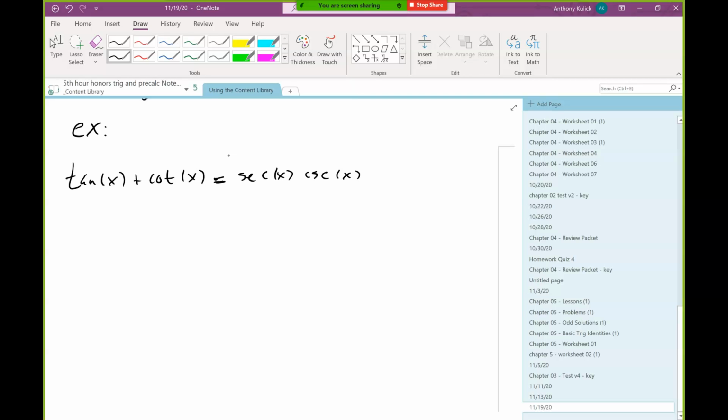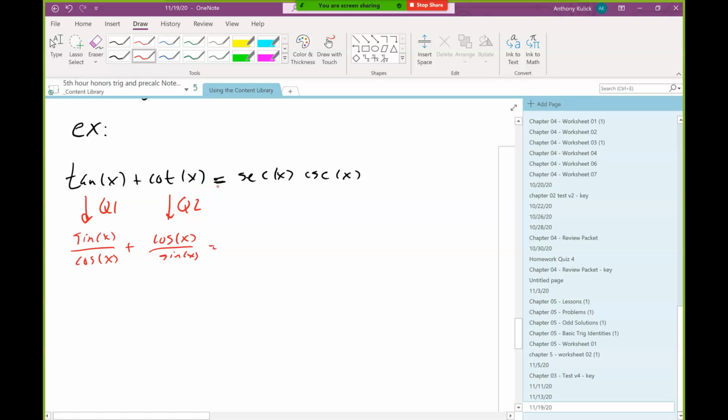Rather, what I would use is my quotient identities for tangent and cotangent, because I would like to rewrite them using just sines and cosines. So I'm going to do that. So this was me using Q1, and that was me doing Q2.